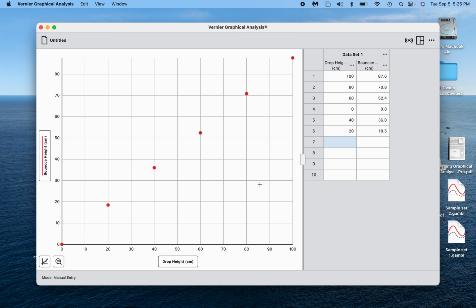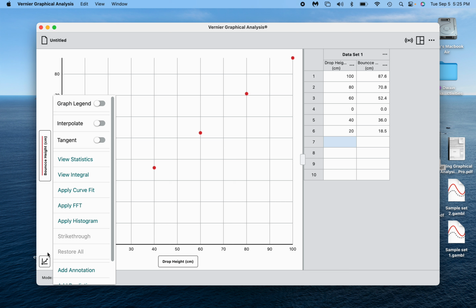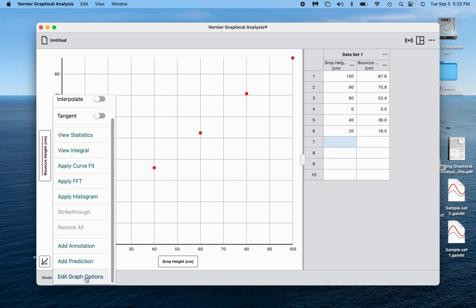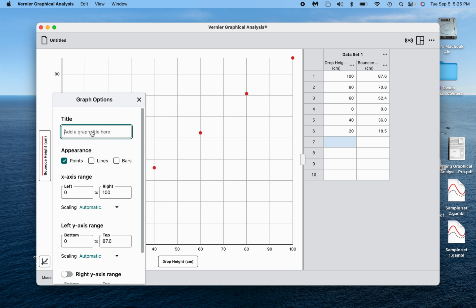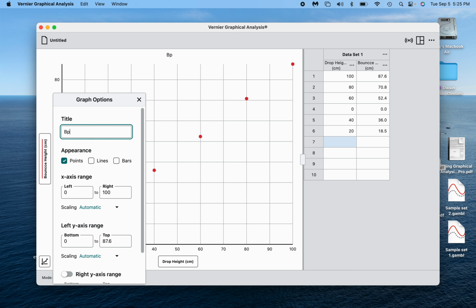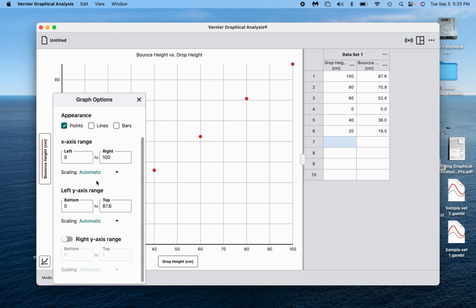Cool. Now this looks like a super nice linear fit, and it's scaled to 0, but I want to make sure it is always scaled to 0 for right now. So if you go under here under graph options and then scroll down, edit graph options, you can give the graph a title. So I'll say bounce height versus drop height. And this scaling looks pretty good.